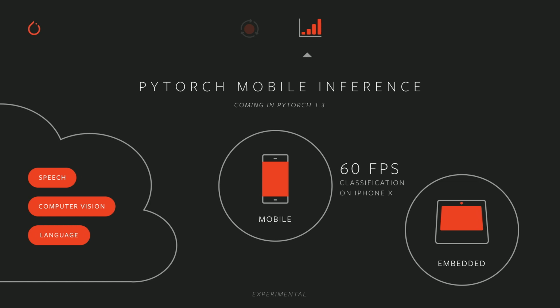Therefore, doing on-device inference is much more desirable. We also look at providing high-performance execution under tight hardware constraints. For example, we can deliver 60 frames per second classification on iPhone X through a quantized MobileNet. David Reiss will come on stage to talk about PyTorch Mobile later today.